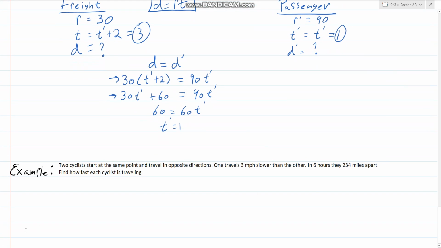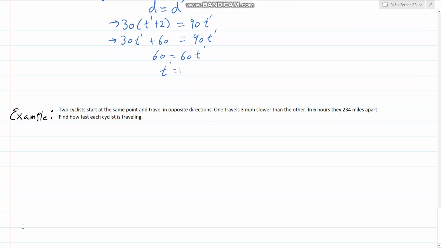All right. Little short on time, but let's see what we can do for the next problem. 2 cyclists start at the same point and travel in opposite directions. One travels 3 miles per hour slower than the other. In 6 hours, they travel 234 miles apart. Find how fast each cyclist is traveling.